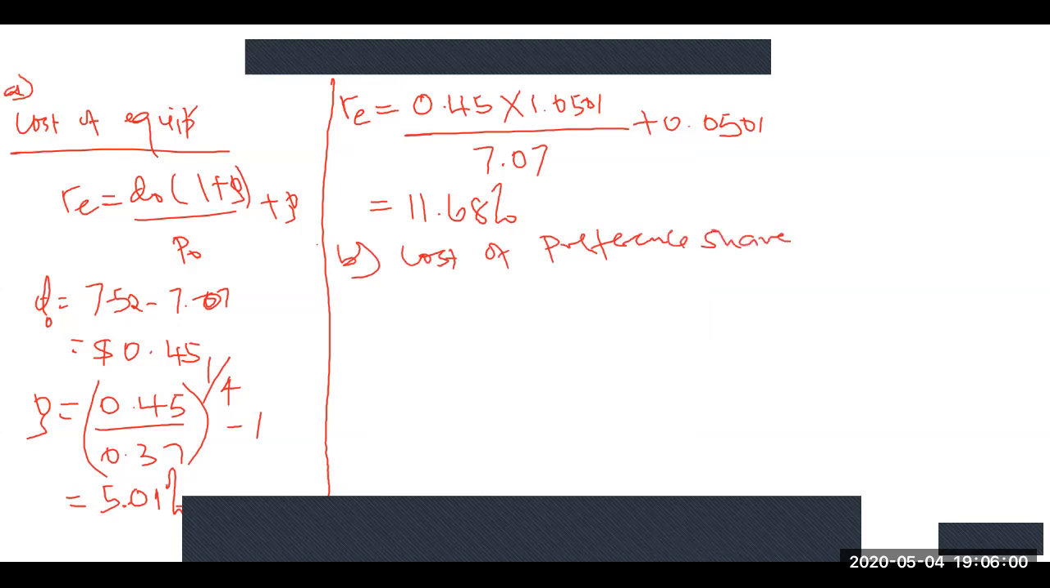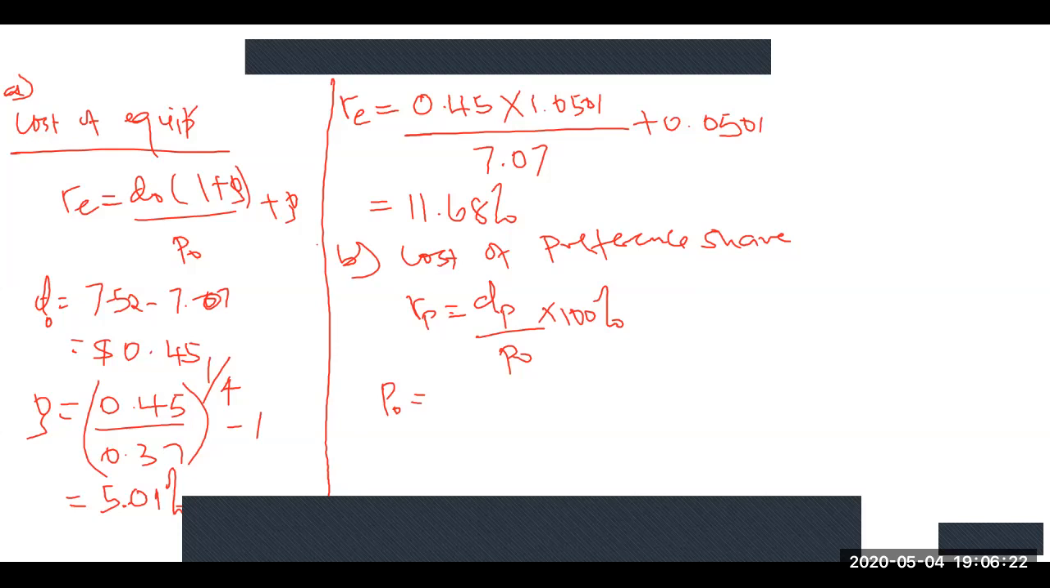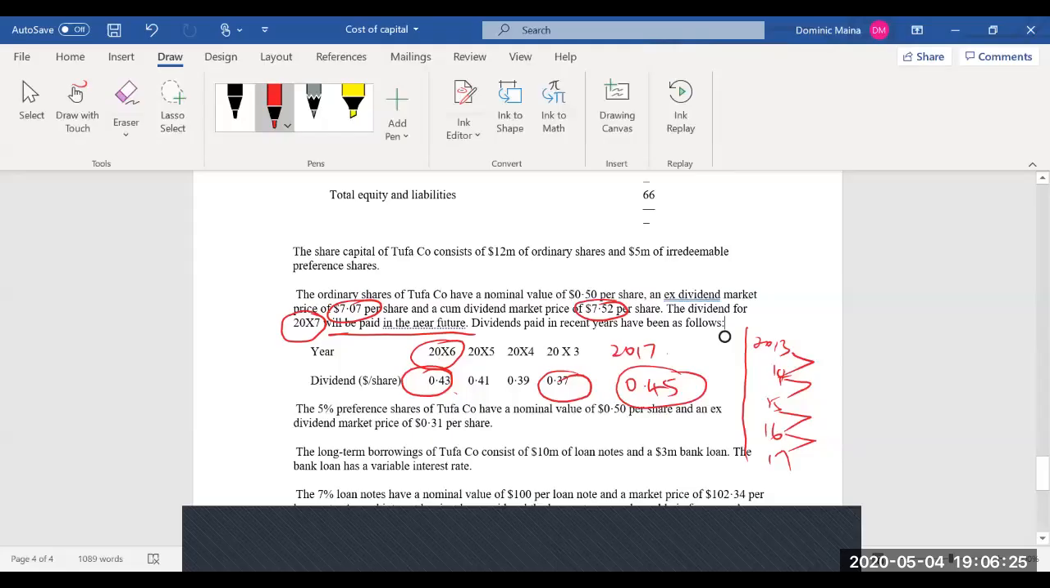So we use the formula of D over P naught. So D, 100. We divide by P naught, we express that as a percent. Okay, fair enough. Next, what did you do? So we used the P naught was 0.31. So P naught, the current market value of the preference share, is equal to 0.31, yes. Okay.